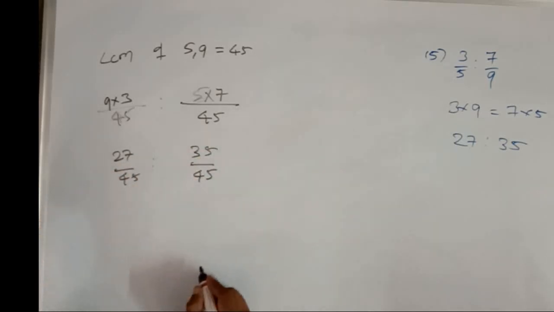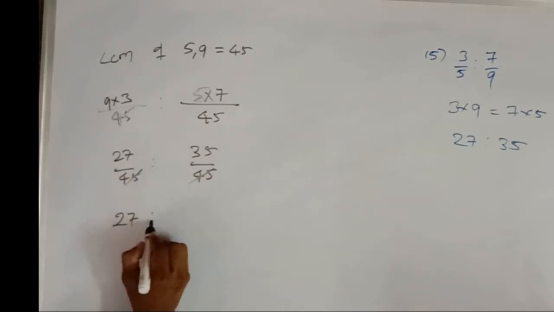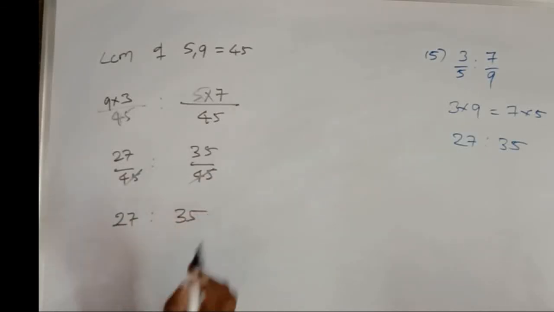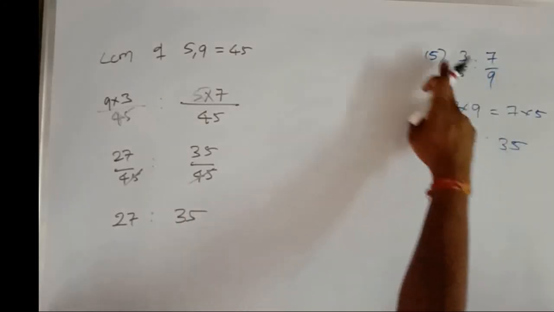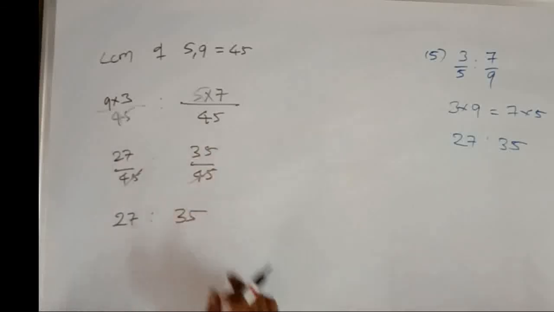So here the denominators are the same, so you can cancel the denominators. That is 27 is to 35. This is the answer. See, in both cases the answer is the same. If you are doing cross multiplication, you are going to get the same value, or by taking the LCM and solving, you will also get the same value.